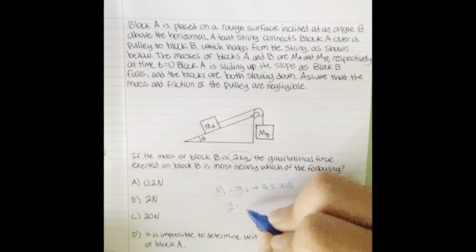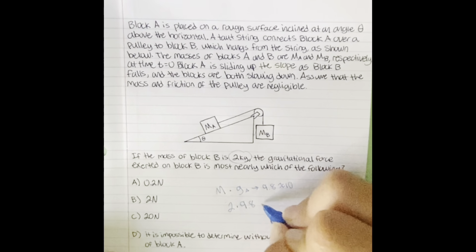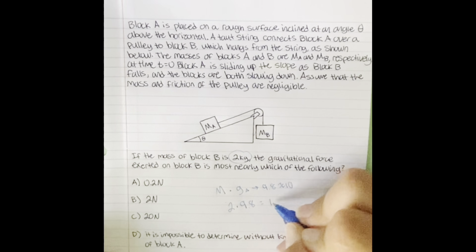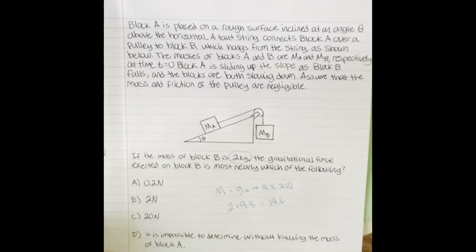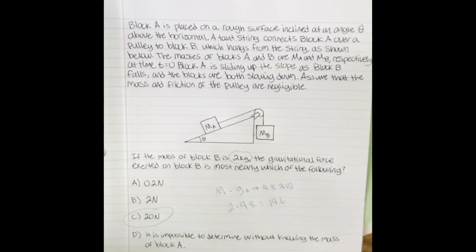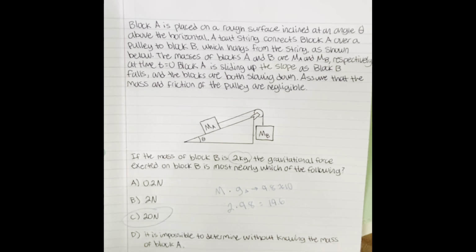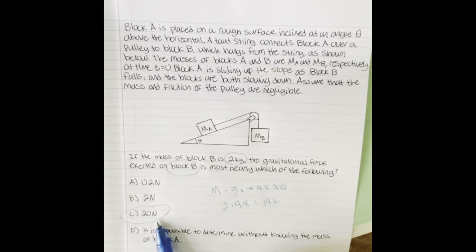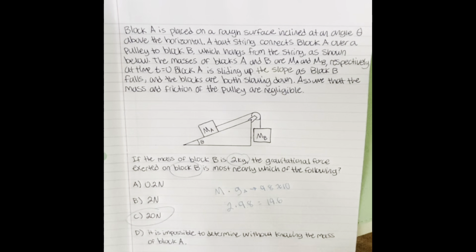At 2 kilograms, we multiply it times 9.8 and we get 19.6. Now this 19.6 is not exactly 20 newtons, but it says most nearly which of the following. So we're going to circle 20 newtons, and that is our final answer. We also know this is true because we can eliminate the other answers.